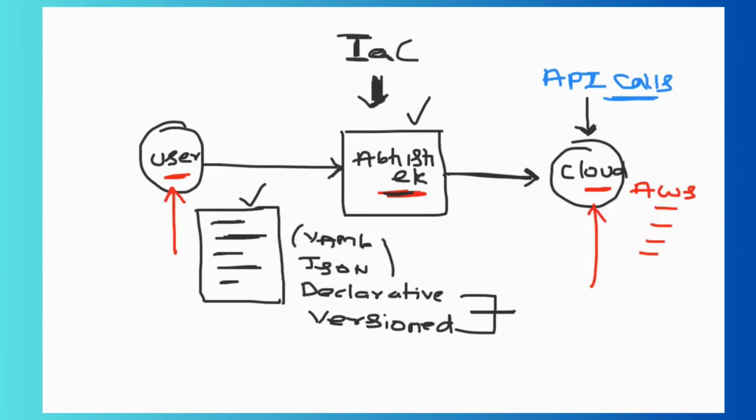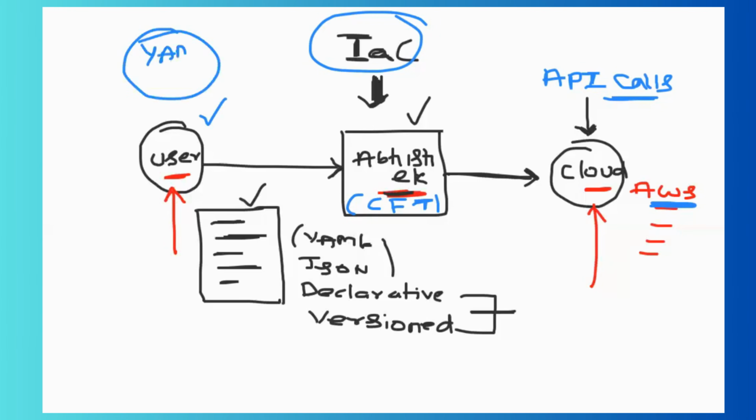CFT also does the same thing. CFT implements the infrastructure as code principle, and it only targets AWS. It does not support any other cloud provider. In terms of CFT, what the user does is submit either a YAML or a JSON. These are the only things CFT supports. So CFT supports either YAML templating or JSON templating. The user submits either of them to AWS CFT, which is a service on AWS, right?